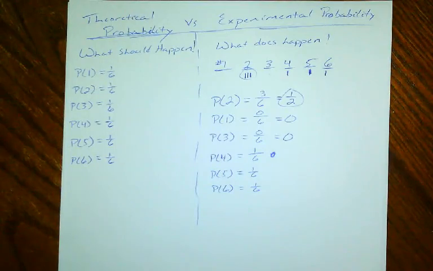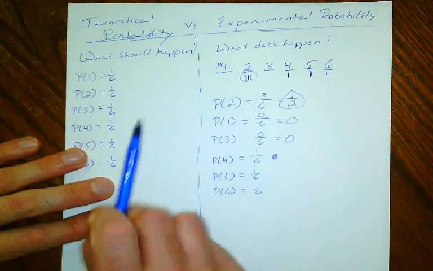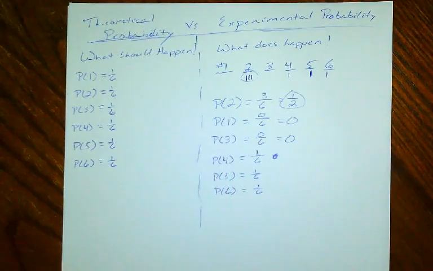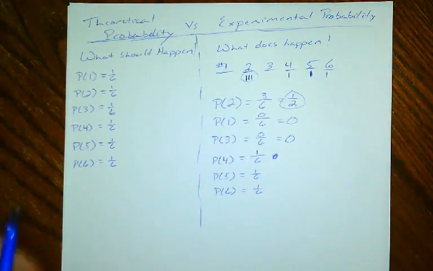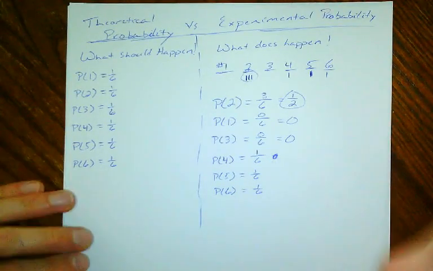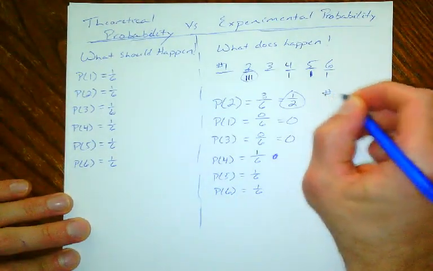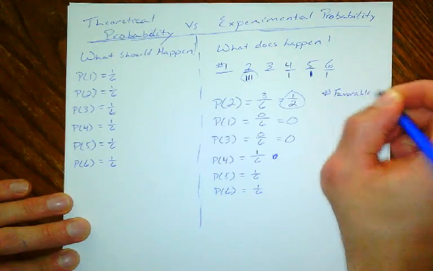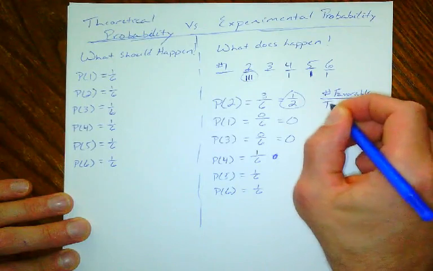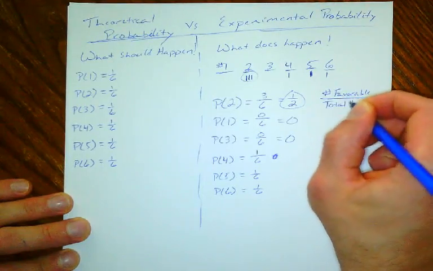So, moral of the story, theoretical probability is what should happen. Experimental probability is what does actually happen when you carry out an experiment. It's simply found by your number of favorable trials over your total number of trials.